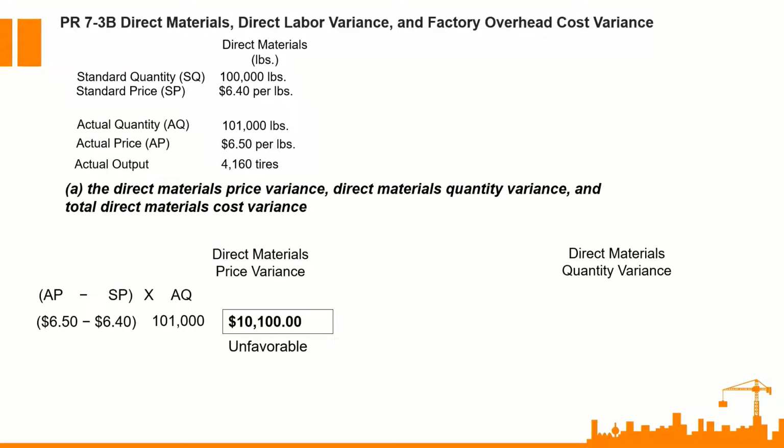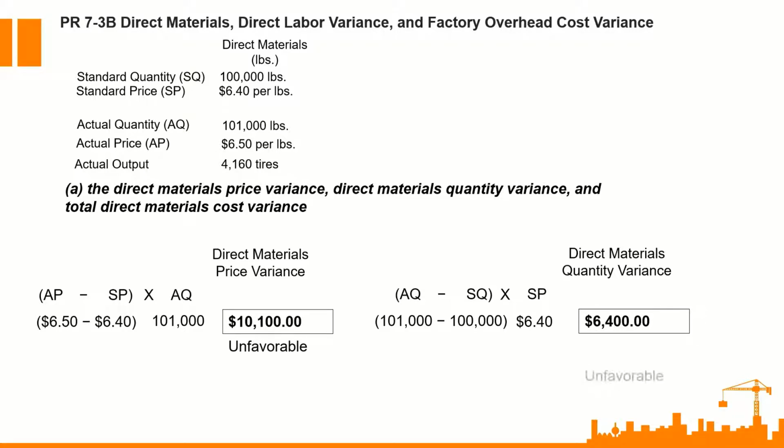Now for quantity variance. Since this variance is relating to quantity, based on the formula, it is more focused on the quantity aspect. Actual quantity minus standard quantity times standard price. Let's fill in the amounts. And now we have a result of $6,400 unfavorable because the actual quantity is greater than the standard quantity.